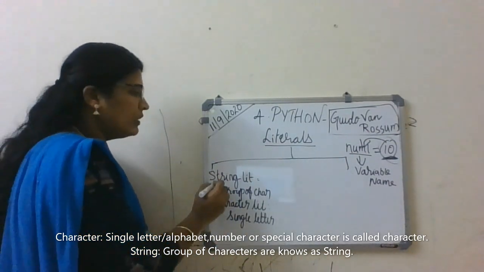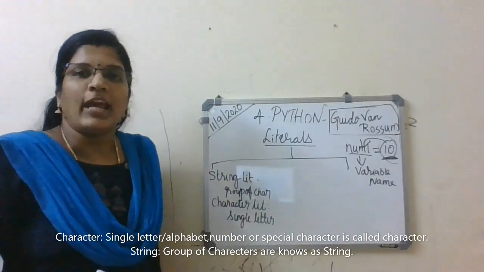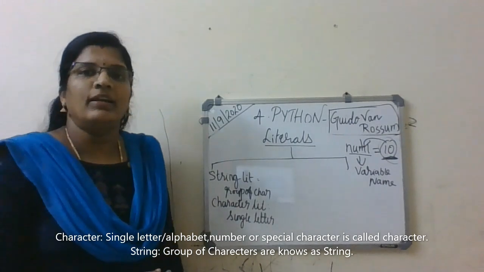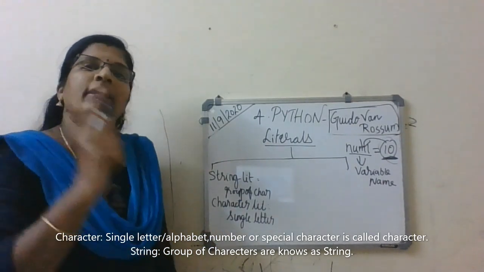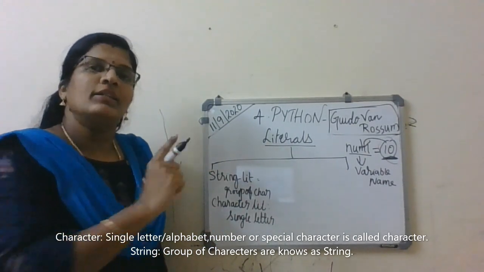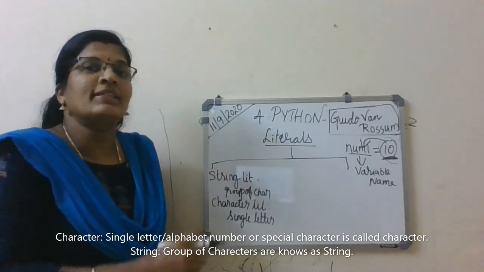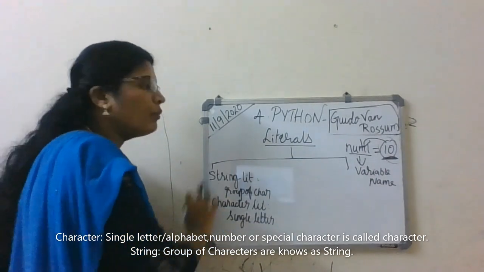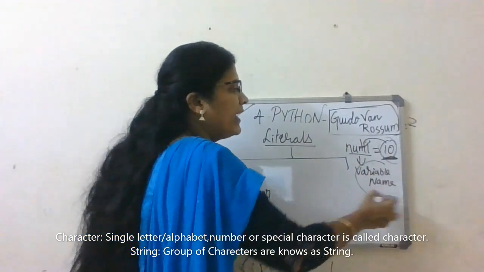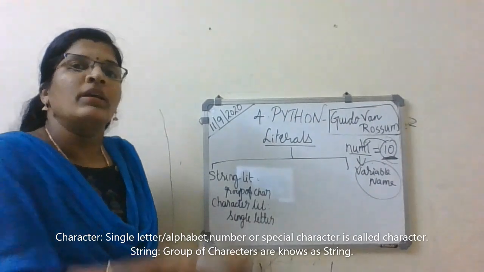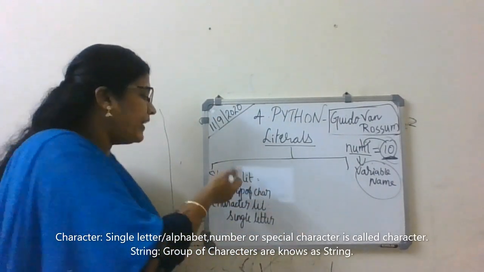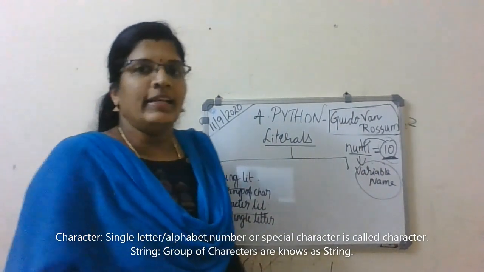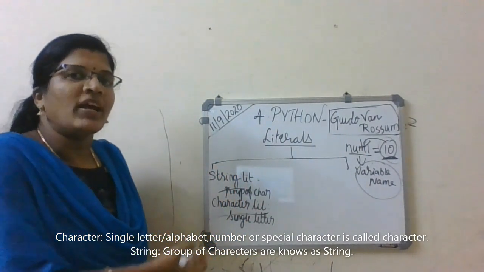So the first type of literal is string literal, and the other is character literal. Character literal means it's only one character, only one letter. String means a group of letters, as I said. You can put it in double quotes. This is given to a variable name. You can take any variable name, and in the variable name you can define the data as a string literal or character literal. Clear? Okay. So shall I give you an example?